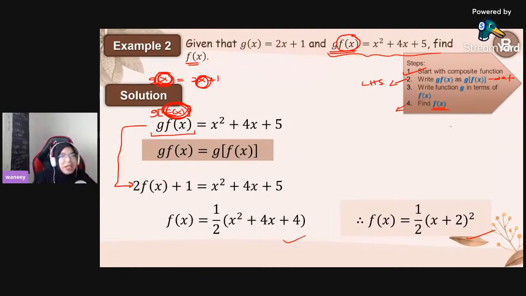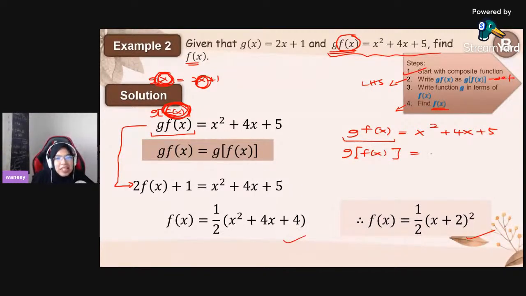Okay, so again, what happened? We start with the composite function, so writing down g(f(x)) equal to x squared plus 4x plus 5. And then make sure the left hand side you change it to g of f(x). Kalau rasa macam tak clear lah kat sini, I give you another one. So x squared plus 4x plus 5. So this is the second step. The third step, you simply change the formula. Okay.